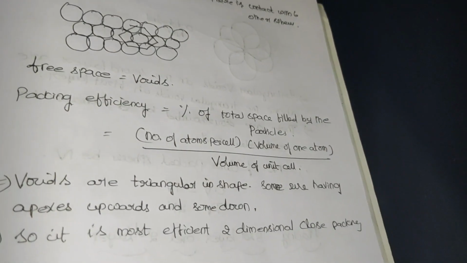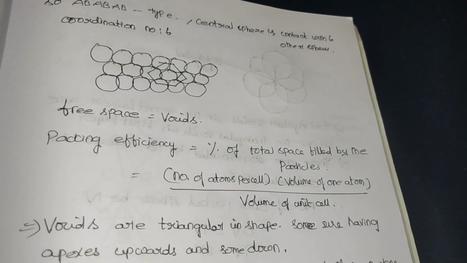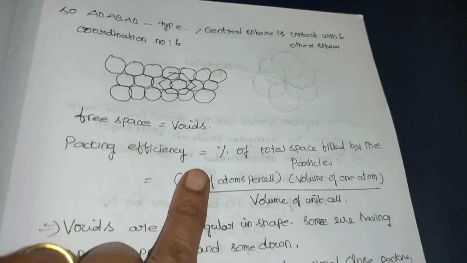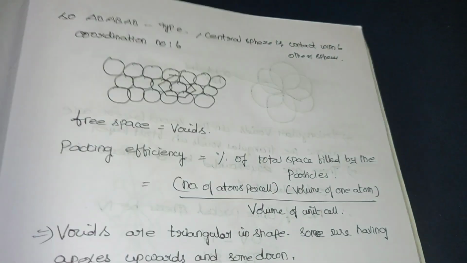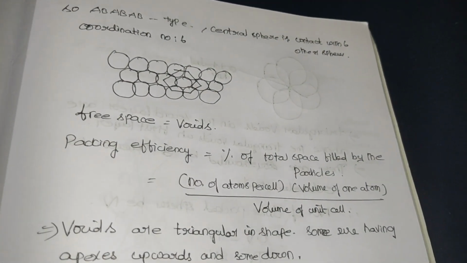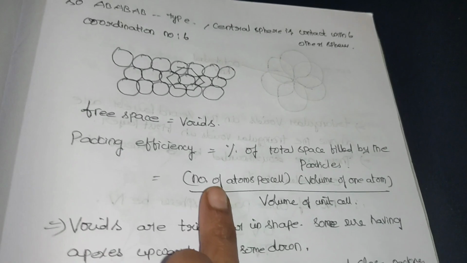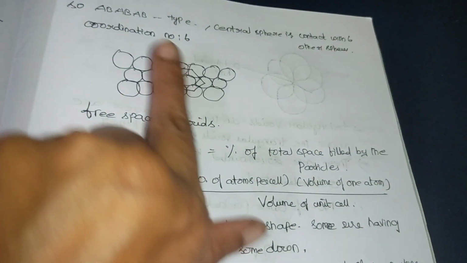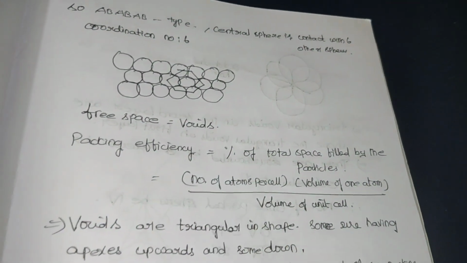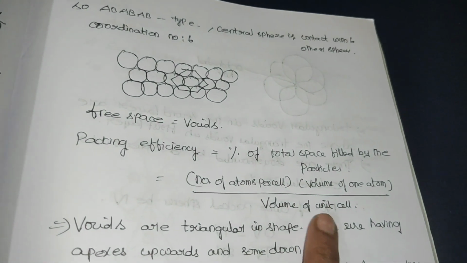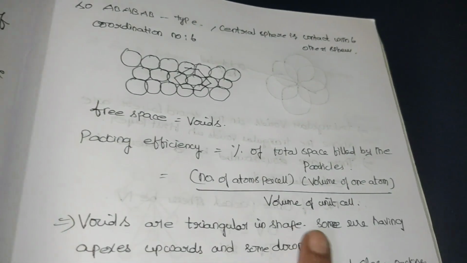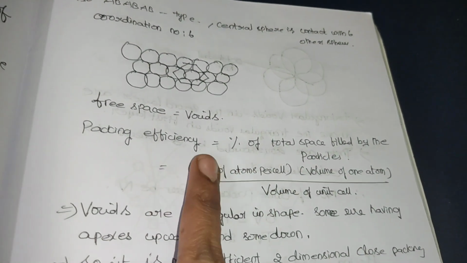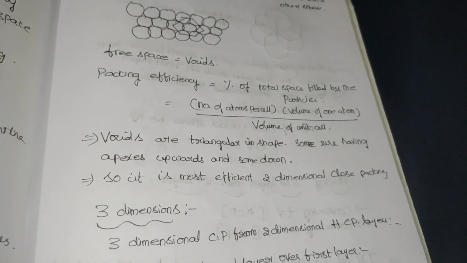And what is packing efficiency? How efficiently the packing has occurred, we can calculate. Packing efficiency is equal to the percentage of total space filled by the particles. When we take the full space, how much percent of it is packed, that is nothing but packing efficiency. It is equal to the number of atoms per cell into the volume of one atom, divided by the volume of the unit cell. We take the unit cell as a base and calculate. So we can calculate the packing efficiency.